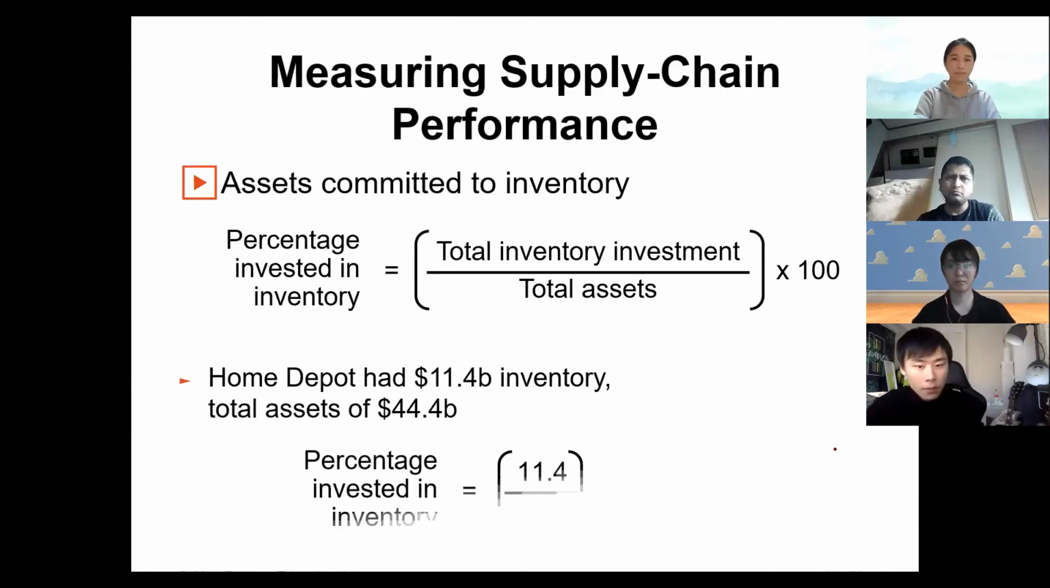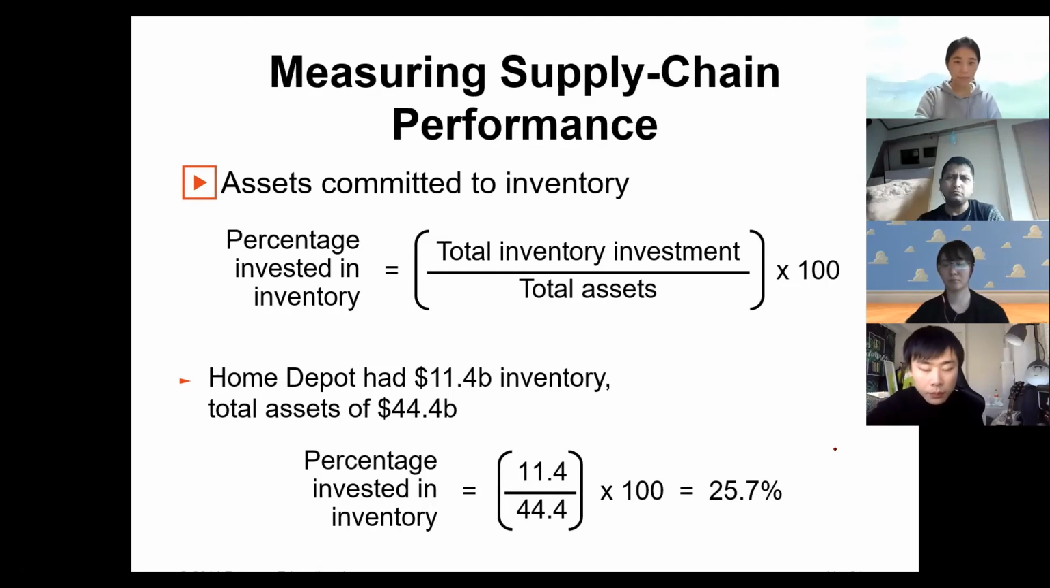Okay, so this is what I'm going to talk about actually. When we have all this supply chain and so on, we need some kind of measurements. We need supply chain performance measurement. There are a few ways in which supply chain managers measure how good the supply chain performance is. Number one is assets committed to inventory. This is given by this formula.